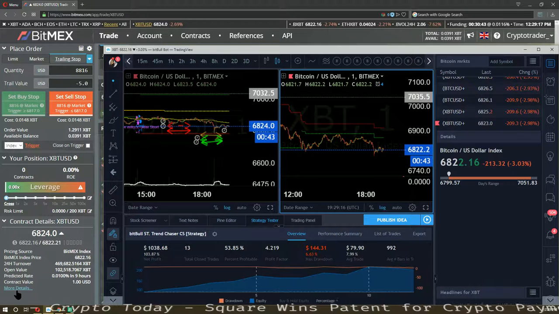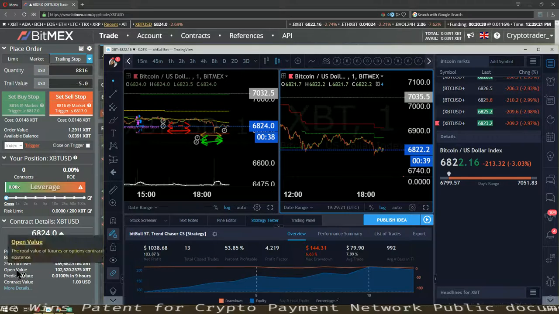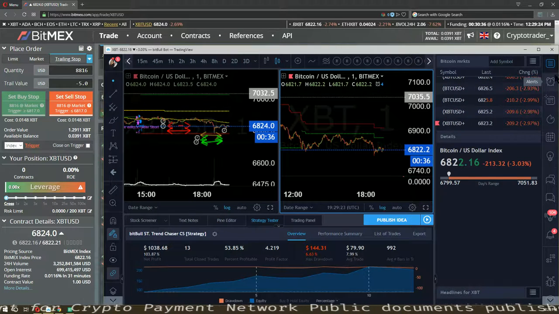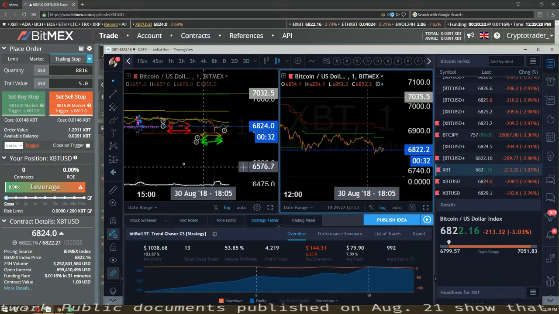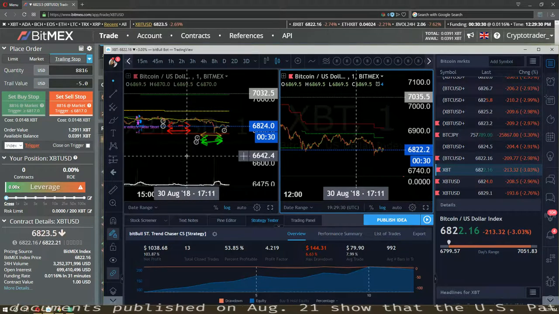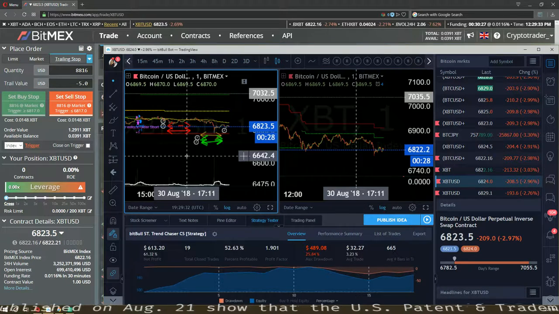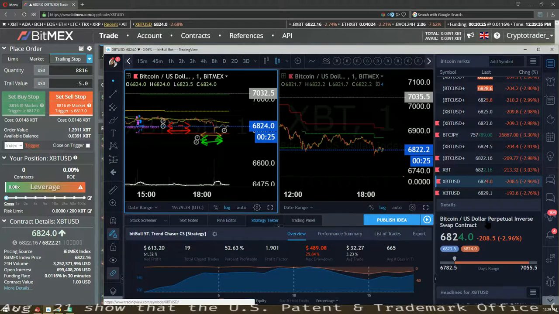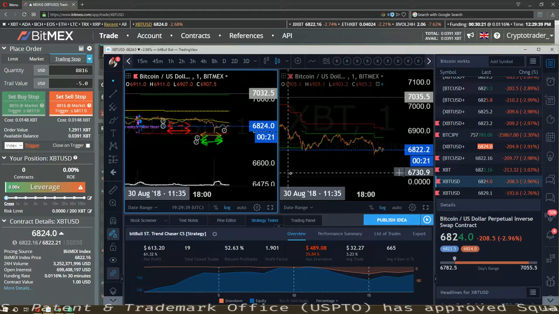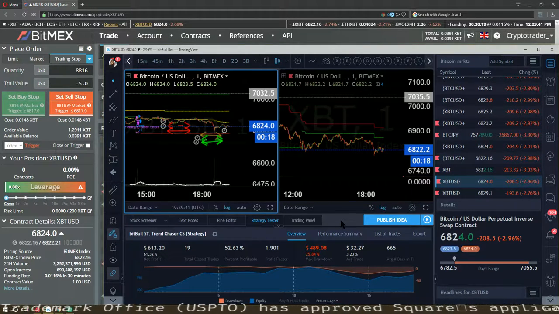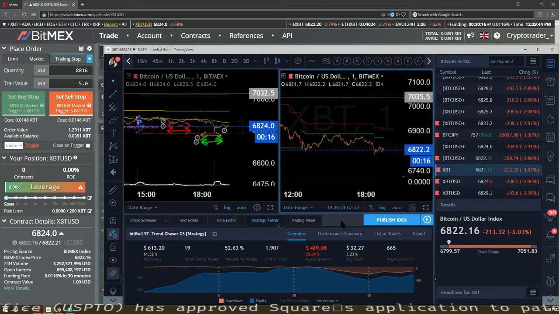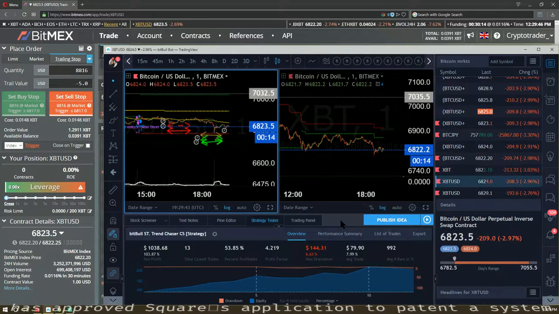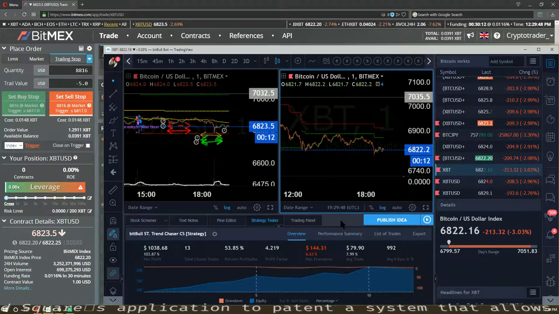So, no more details, go here. Now this is the index. All I gotta do to get to the actual futures contract is click on this side of the screen, okay? And then you're gonna see US dollar perpetual inverse swap contract. I don't even have to click on anything, okay? I can just hit tab. A lot of people don't know that. Tab, tab, US dollar index.